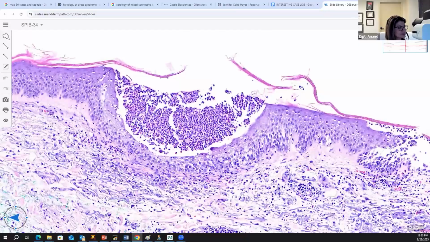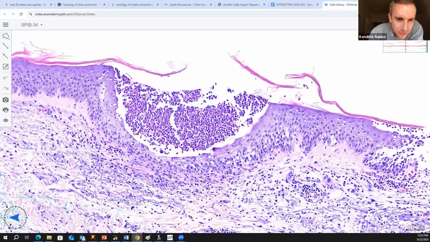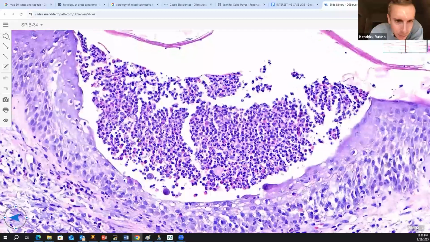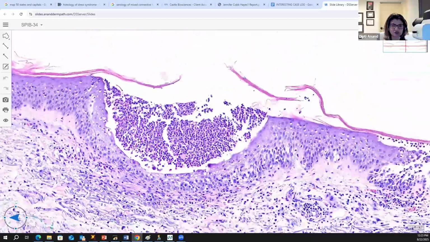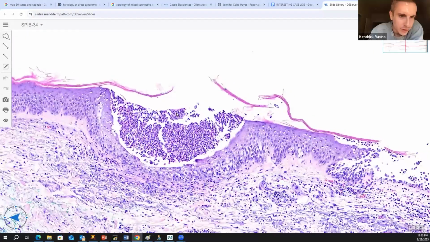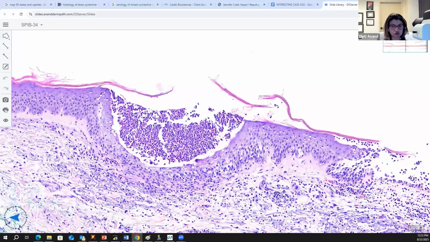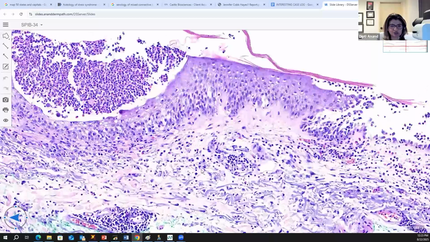Kendrick, what do we see in here? Sorry, picking on Kendrick. He was the most intently looking at the screen. Looks like a lot of lymphocytes or neutrophils. Neutrophils. And what is the location? Subcorneal. Yep, so subcorneal, lots of subcorneal neutrophils, and the dermis looks busy.